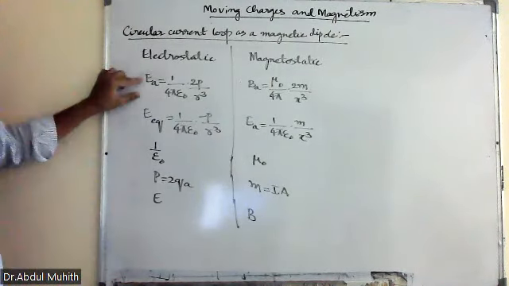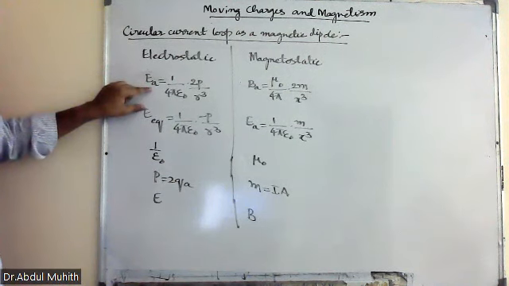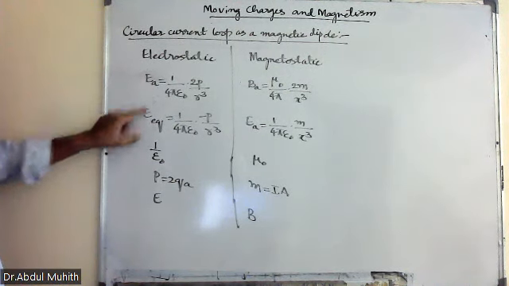See, for electrostatics, we are writing for the axial line, this is the formula: 1 by 4 pi epsilon 0 into 2p by r cube. For equatorial, the same thing as in the axial line.